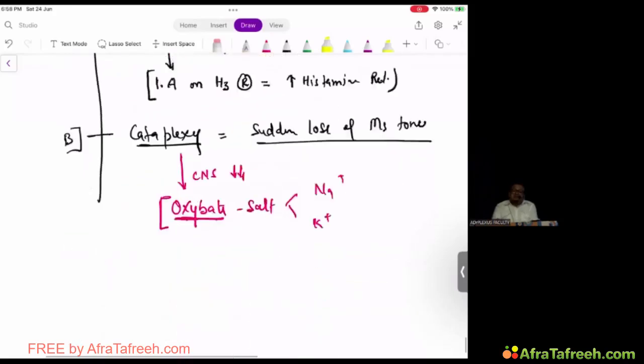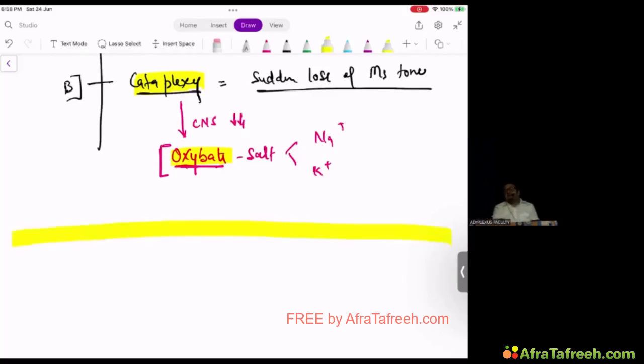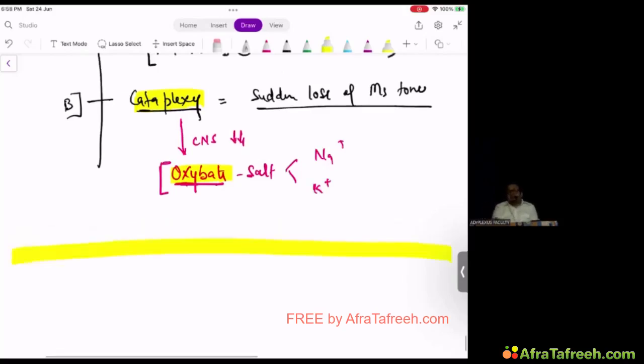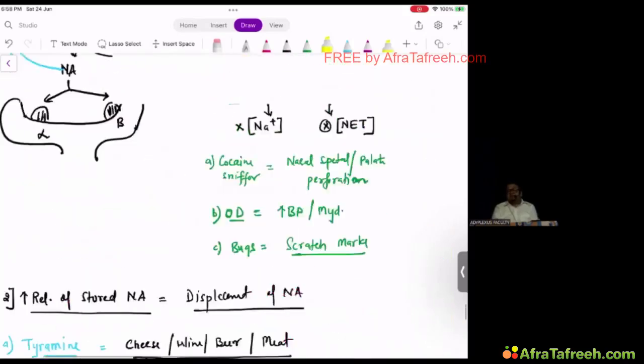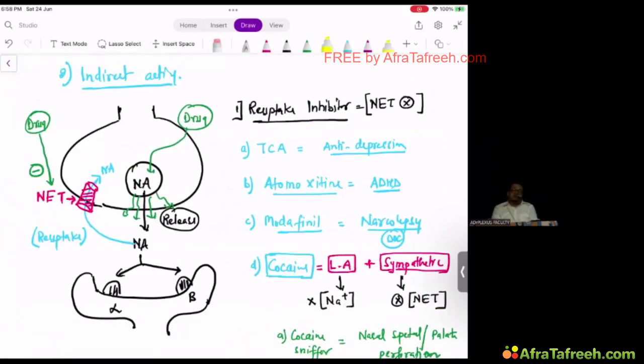But if you are asked very specifically for cataplexy, then the above drugs will not work. Oxybate salt, which is a CNS depressant, has to be given. That is all about indirectly acting drugs. Two important mechanisms, let's revise them. Use this diagram. Indirectly acting, two important mechanisms: either you inhibit NET or you cause increased release.